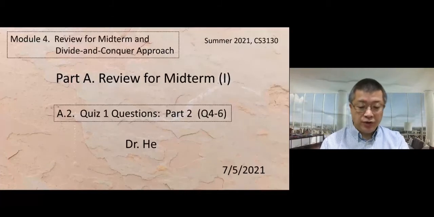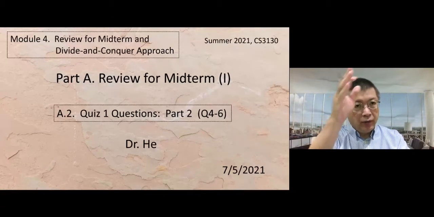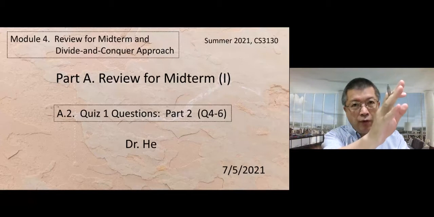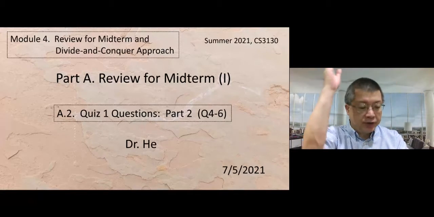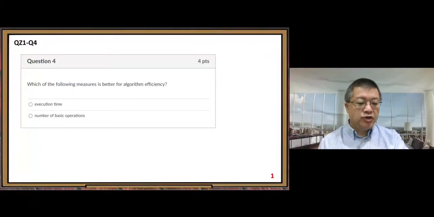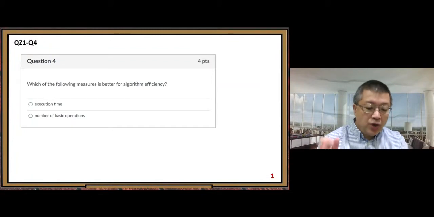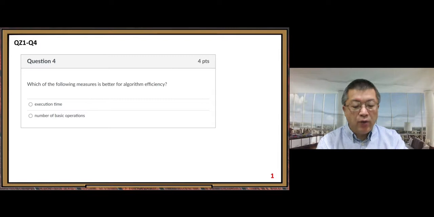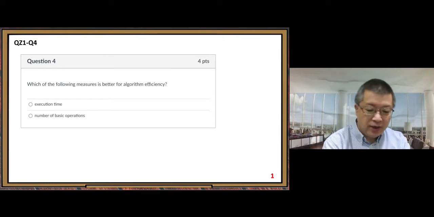2.2, quiz questions, part 2. Questions from number 4 through number 6. Question number 4. Which of the following measures is better for algorithm efficiency?